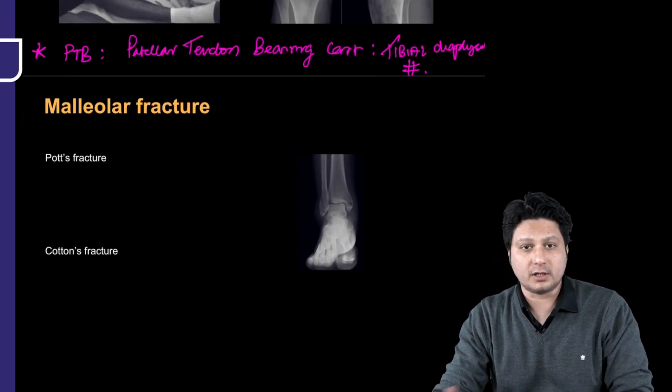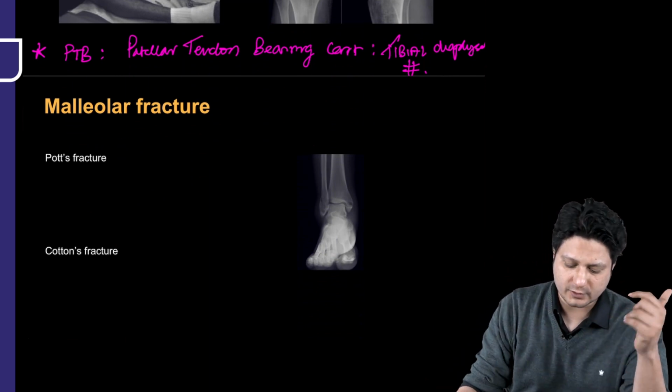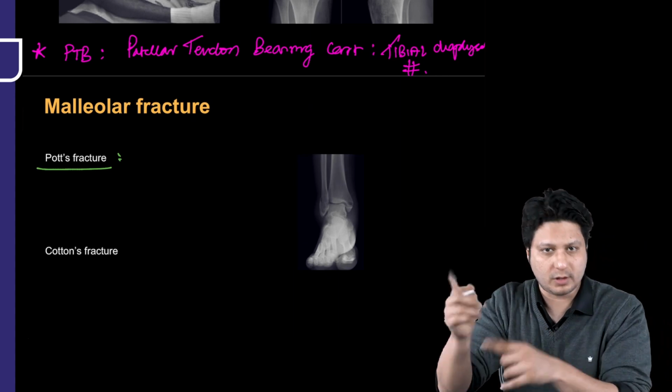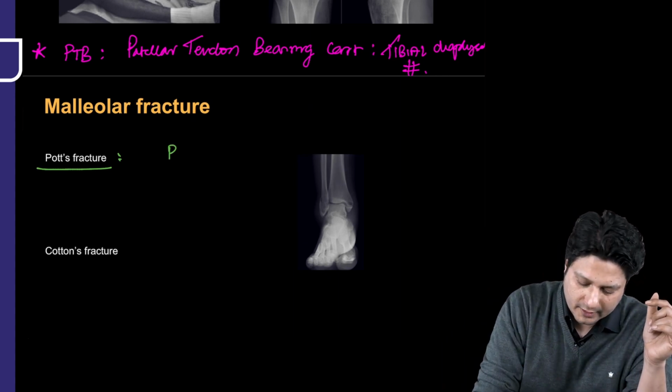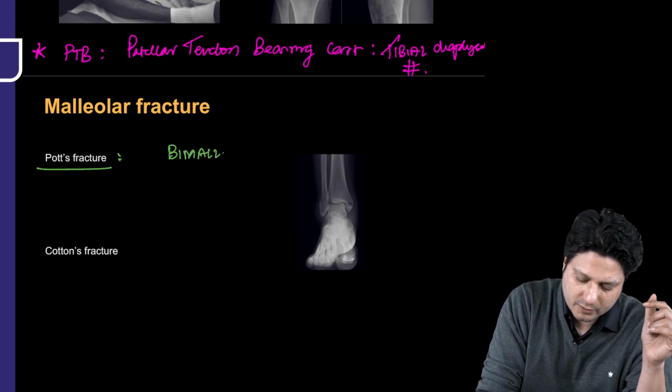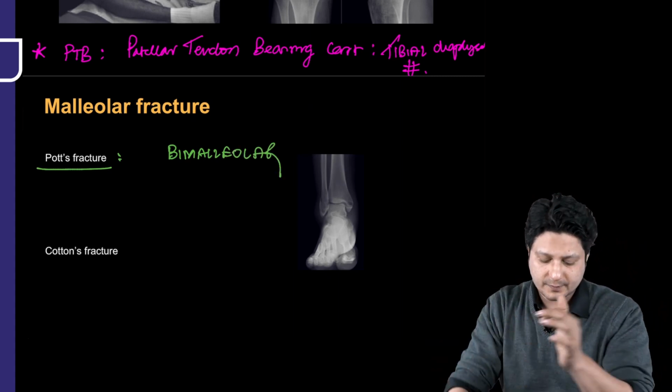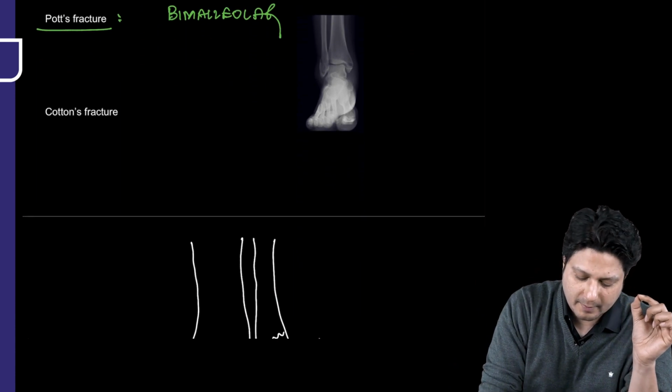Now let's talk about the malleolar fractures in particular or in isolation. The first one is the Pott's fracture. Pott's fracture is the bimalleolar fracture. Now all of you know what bimalleolar is. Bi means both the malleoli. That means there will be a fracture of the medial as well as the lateral malleolus. Now Cotton's fracture is a trimalleolar fracture.